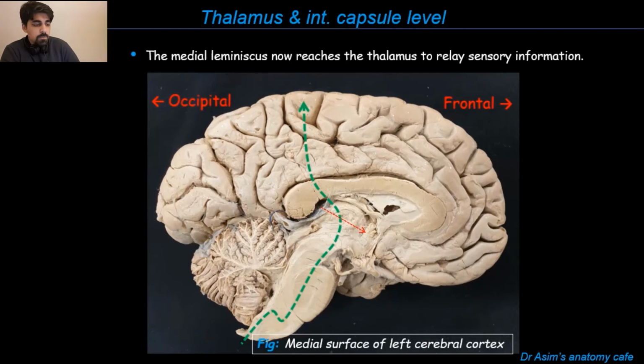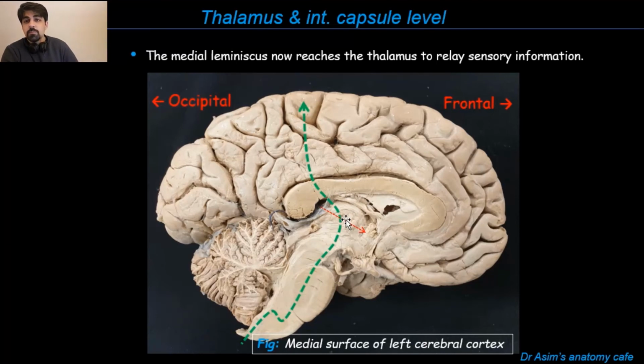Right, so once again, we're looking at the medial surface of the cerebral hemisphere. We can see the dotted line, which represents the trajectory of the dorsal column-medial lemniscal pathway. Now the medial lemniscus is going, and the second order neurons inside the dorsal column-medial lemniscal pathway are going to reach the thalamus, where they will synapse with the cell bodies of the third order neurons, which are situated inside the thalamus.